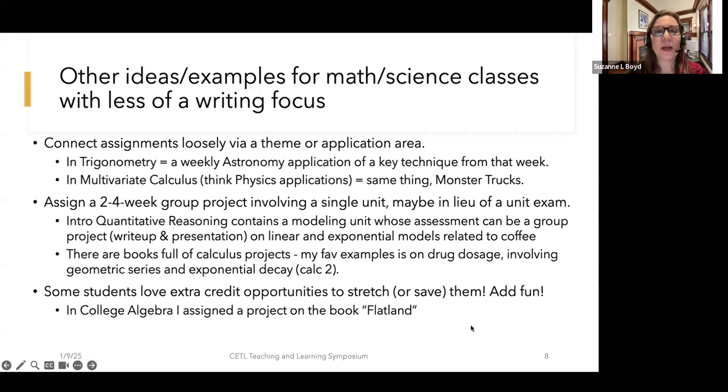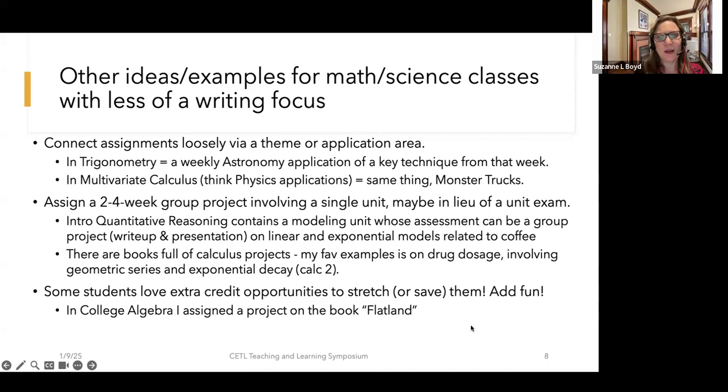Multivariate calculus, some of you on the call will know this, has a lot of good physics applications. But when I taught this class once, I designed this project about monster trucks. And so every section we did, I thought of another way to apply what we're doing to monster trucks. And so that was fun. Some of the students even brought in cakes with monster truck decorations to the final exam at the end of the semester. They had a lot of fun with it.